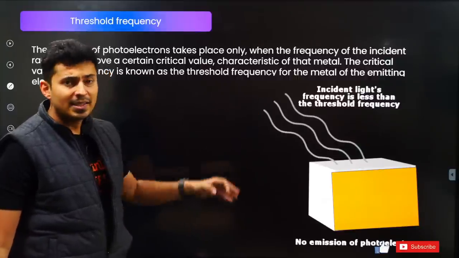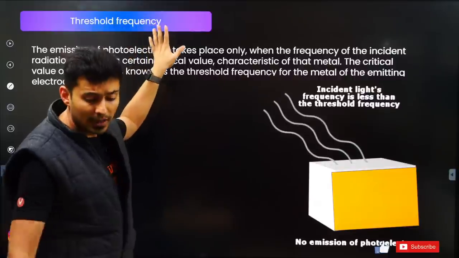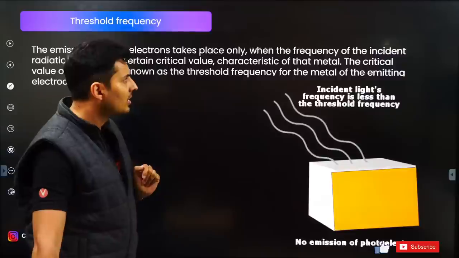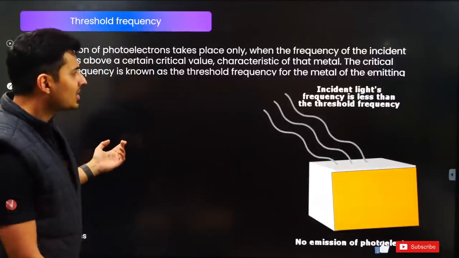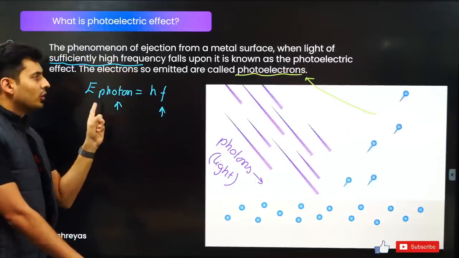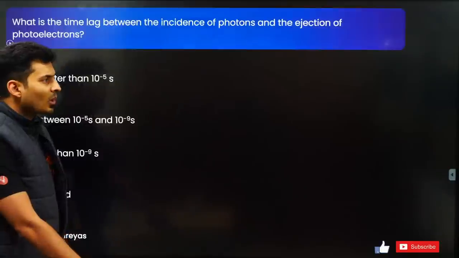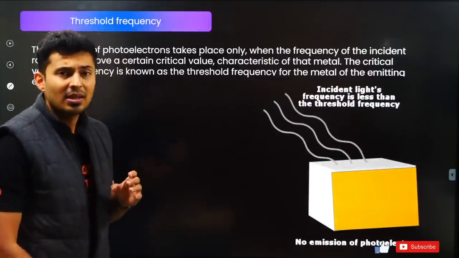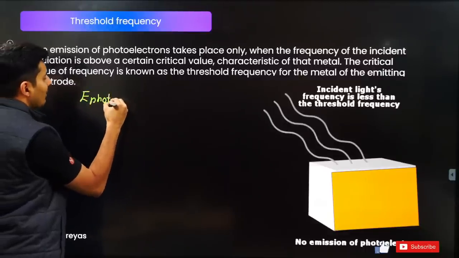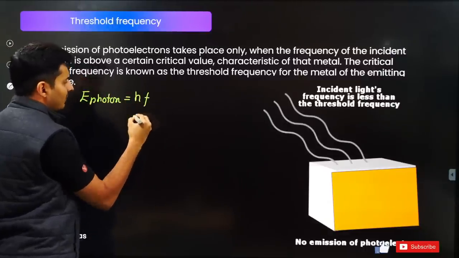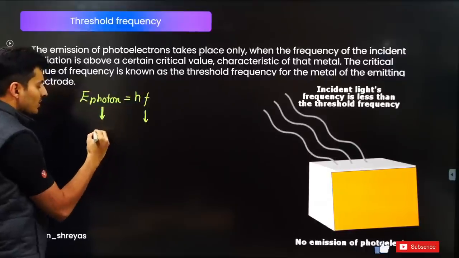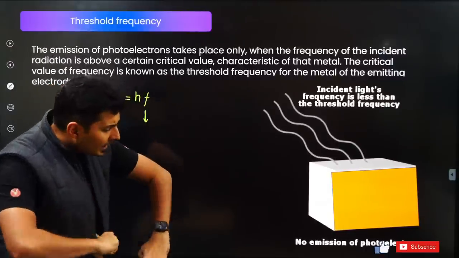Now, the next thing is the threshold frequency and associated concept, that is work function. Let's talk about this. What is this threshold frequency? Remember, just some time back I was telling you, you need high energy, high frequency photons, only then photoelectric effect occurs. Why is that so? The reason is, when you talk about the energy of a photon, the energy of a photon is equal to hf. Imagine the frequency reduces, the energy of the photon will reduce. If the energy is not enough to pluck it out.